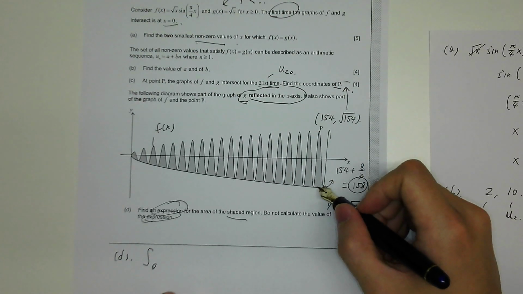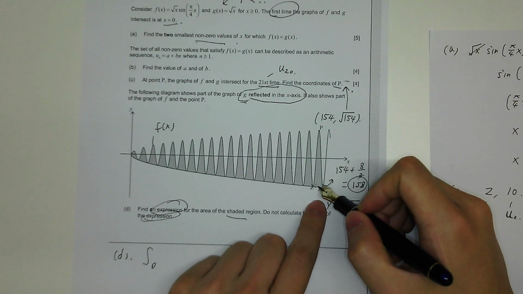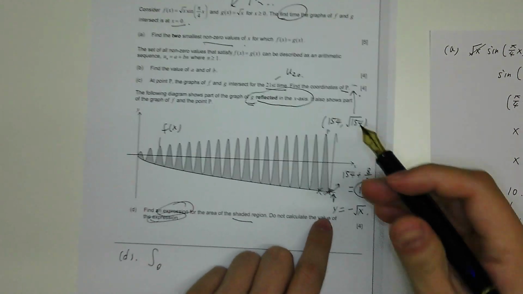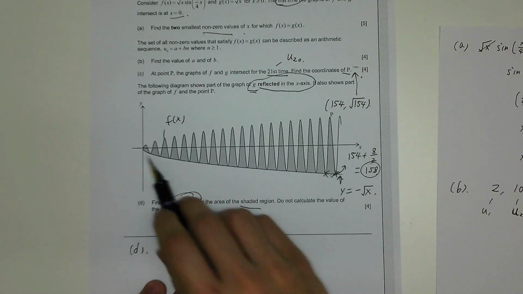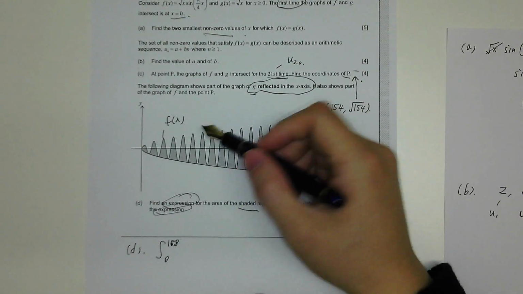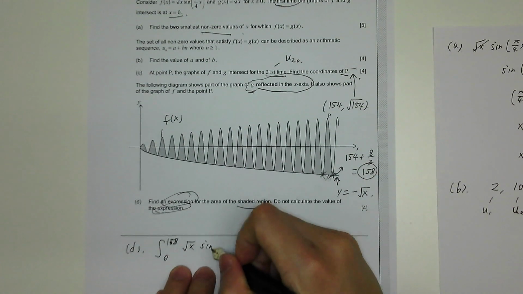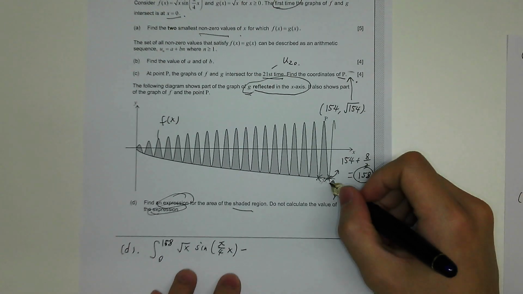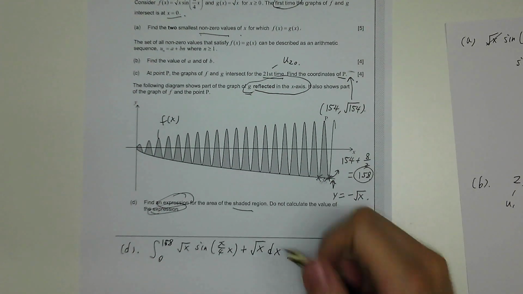Once again, the distance between these two points is 8, but here is the midpoint. So that means plus 4 and plus 4, equally separated. So at this point, the x value is 158. So the boundary is from 0 to 158. And since the area is between two curves, I'll use top minus bottom. The top curve is f of x, root x sine pi over 4 x, minus the bottom curve, negative root x. So minus negative root x is plus root x. So that's the expression for the area.